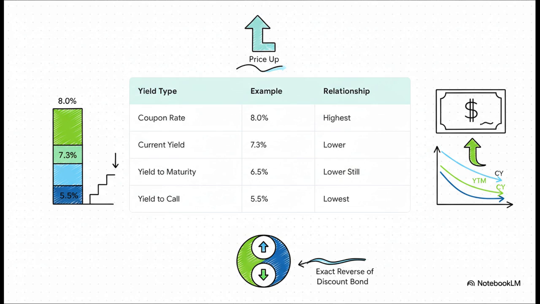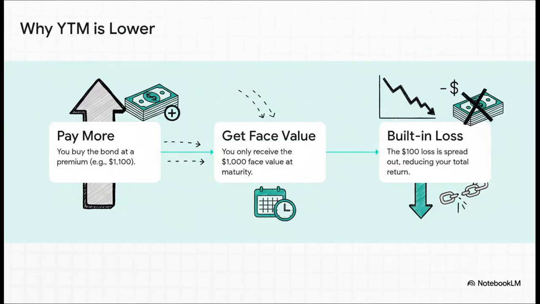Our fixed 8% coupon is now the highest yield of the bunch. Because you paid more for that income stream, your current yield is lower. Then yield to maturity is even lower, and yield to call bottoms out as the lowest of all. It is the perfect exact reverse of the discount bond. The logic here is just the mirror image of a discount bond.